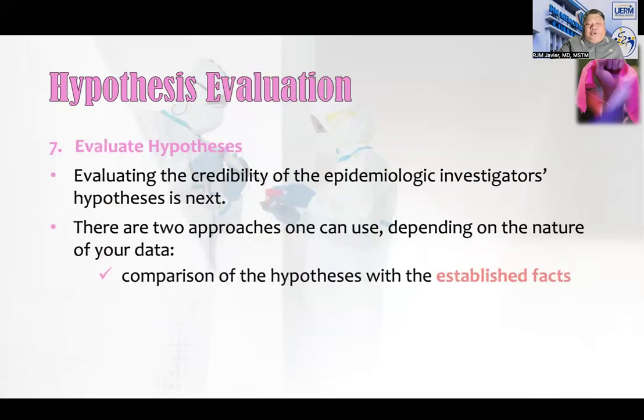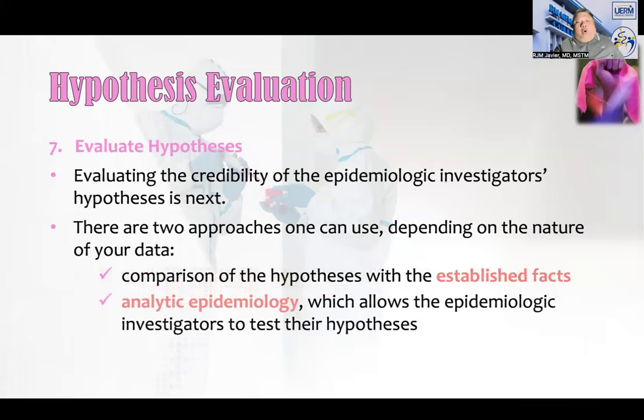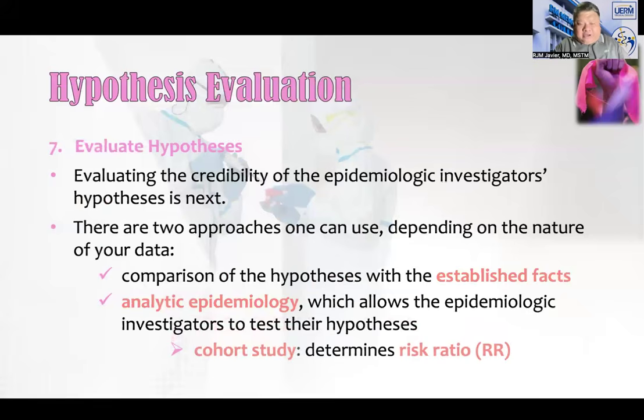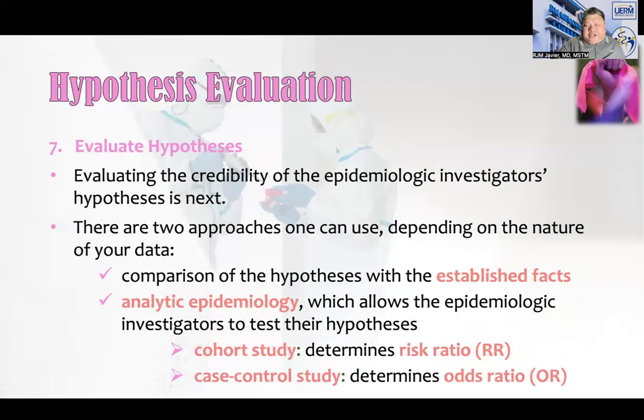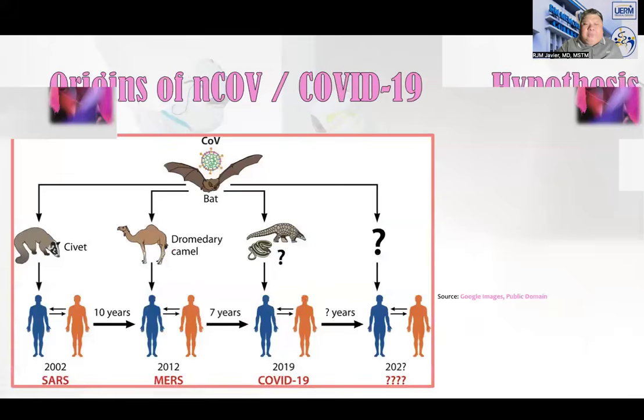You can look into relating the current hypothesis to already existing facts, or you can look into other ways to test your hypothesis of causation. For example, if you are dealing with a cohort study, determination of the risk ratio could tell you if there is association between risk factors and the outcome of interest. If you're dealing with a retrospective study design, then a case control study would yield your odds ratio.